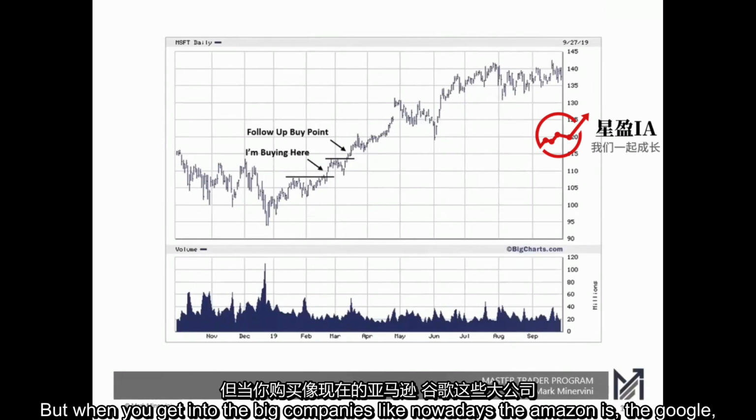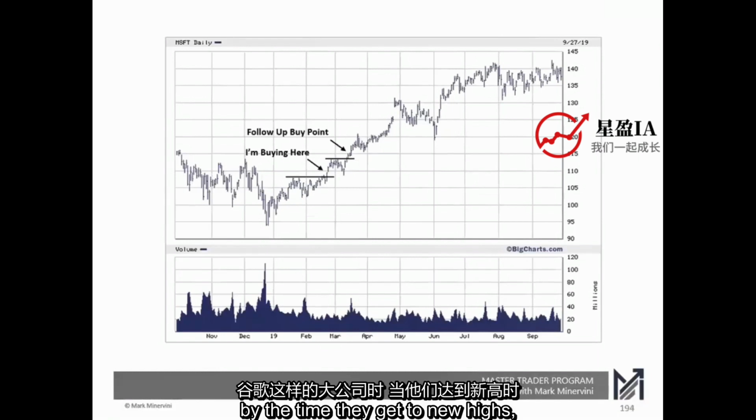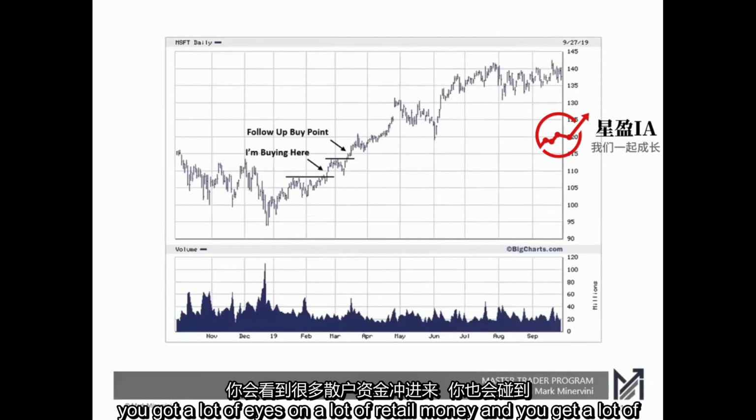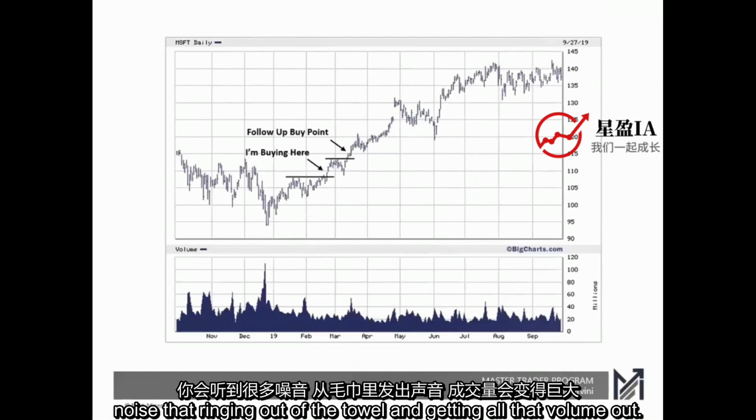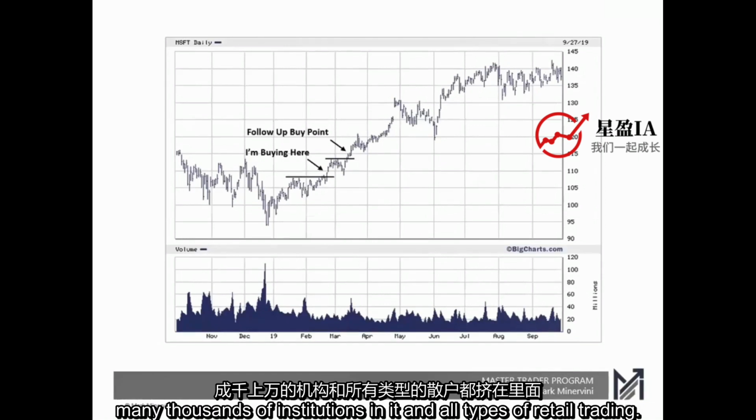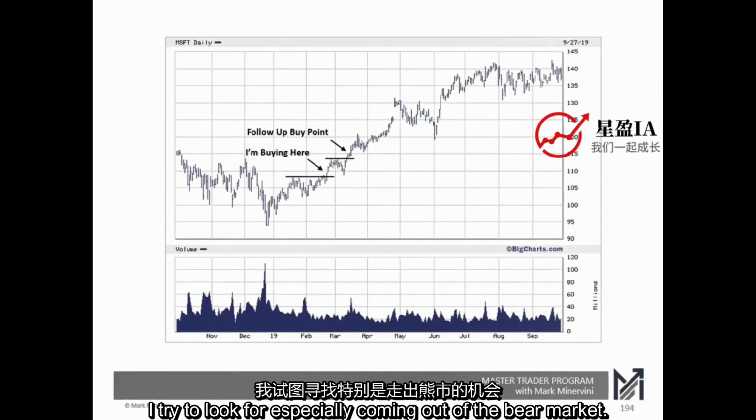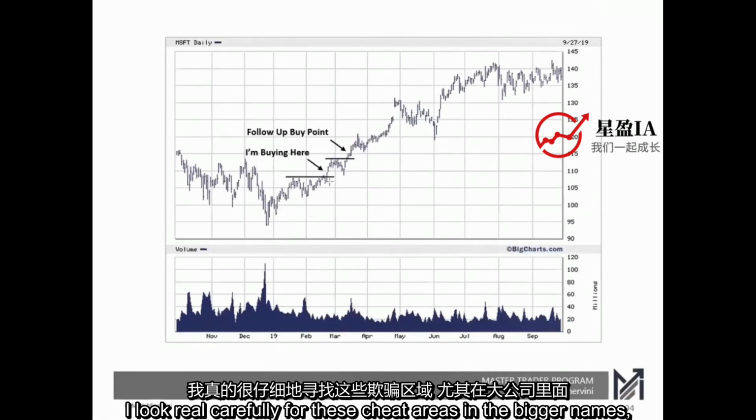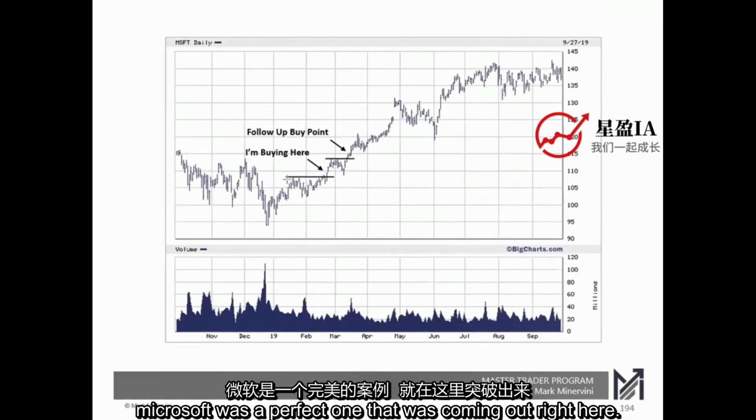But when you get into the big companies, like nowadays, the Amazons, the Googles, by the time they get to new highs, you've got a lot of eyes and a lot of retail money, and you get a lot of noise. That wringing out of the towel and getting all that volume out, sometimes it's hard to do with a name that has a lot of sponsorship, sometimes thousands of institutions in it, and all types of retail trading. I try to look for, especially coming out of a bear market, I look real carefully for these cheat areas in the bigger names. Microsoft was a perfect one that was coming out right here.